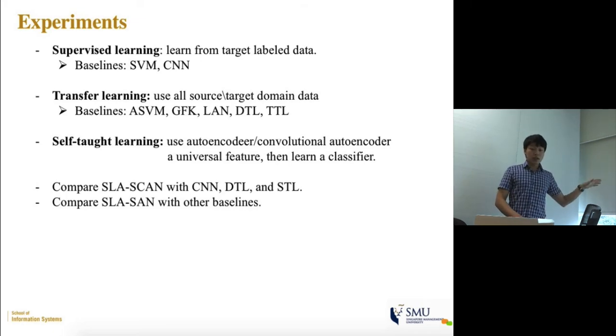And the third type of baseline is self-taught learning, in which you don't have the notion of source domain. You actually just pull all instances together and learn a universal feature representation via autoencoder, and then you build a classifier based on those universal feature representations.